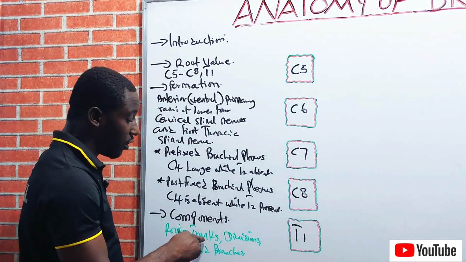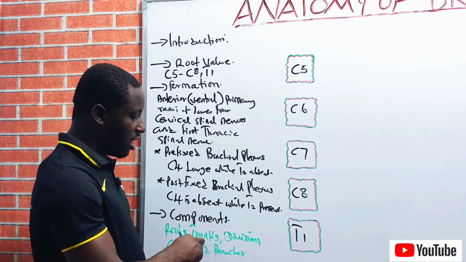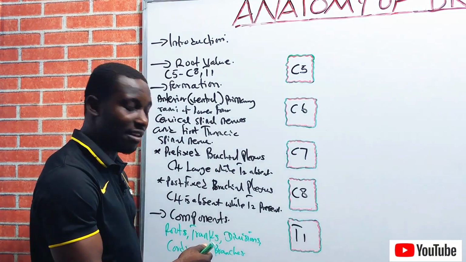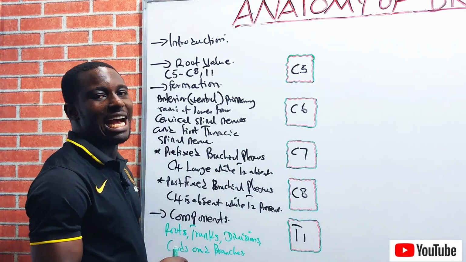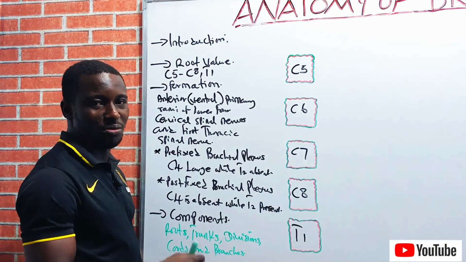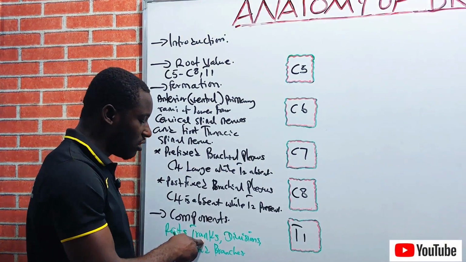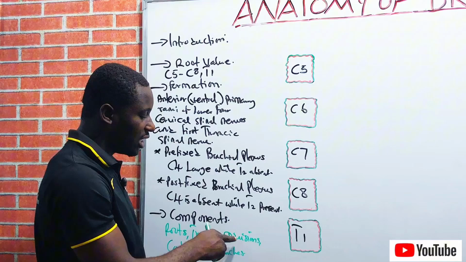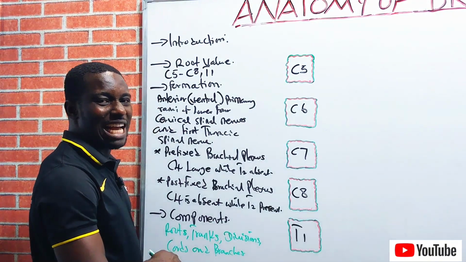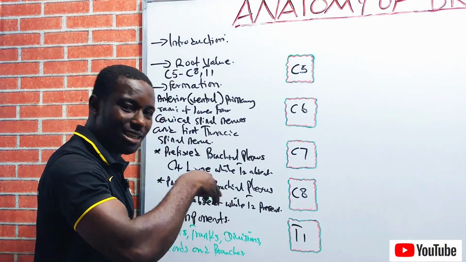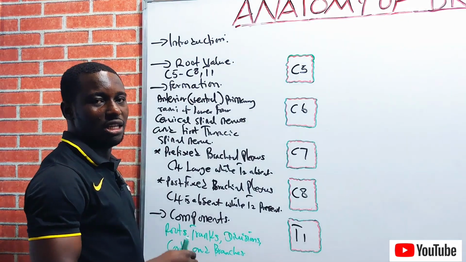The roots and the trunks lie in the neck. They are located in the neck. The divisions are located behind the clavicle. The cords and the branches, particularly the cords, lie in the axilla. So that is how they are distributed in the upper limb. The roots and the trunks are located in the neck. The divisions are located behind the clavicle. The cords are located in the axilla. The branches are given off to innervate the muscles and skin in the upper limb.